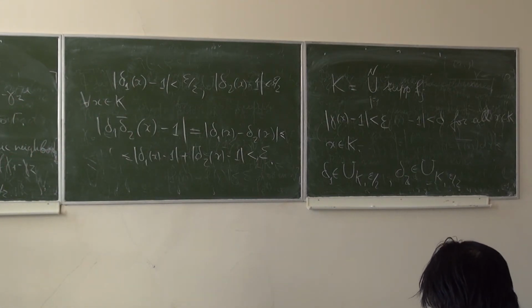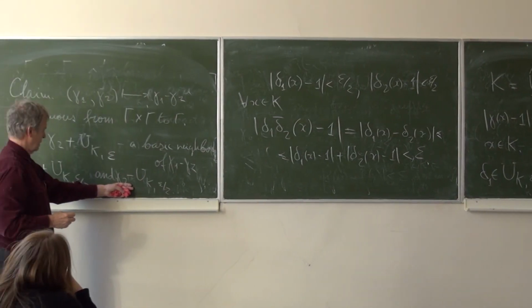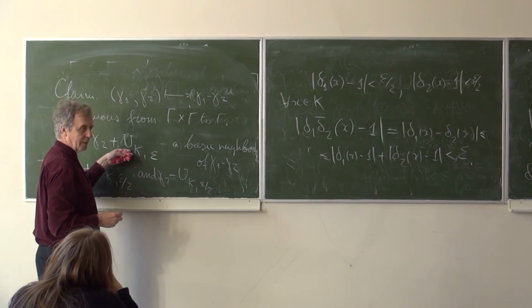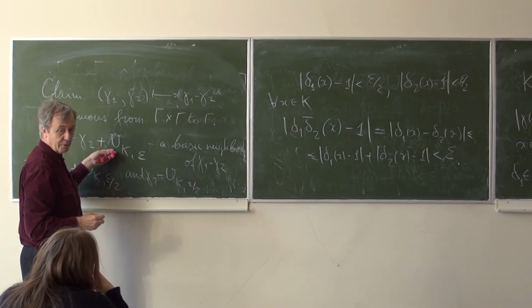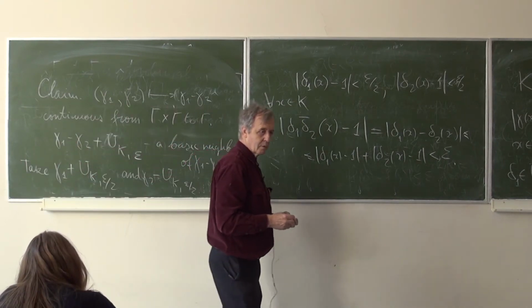So this means that really the sum of these two neighborhoods is included in this one. The difference of these two neighborhoods is included in this one. And so this is really a topological group.